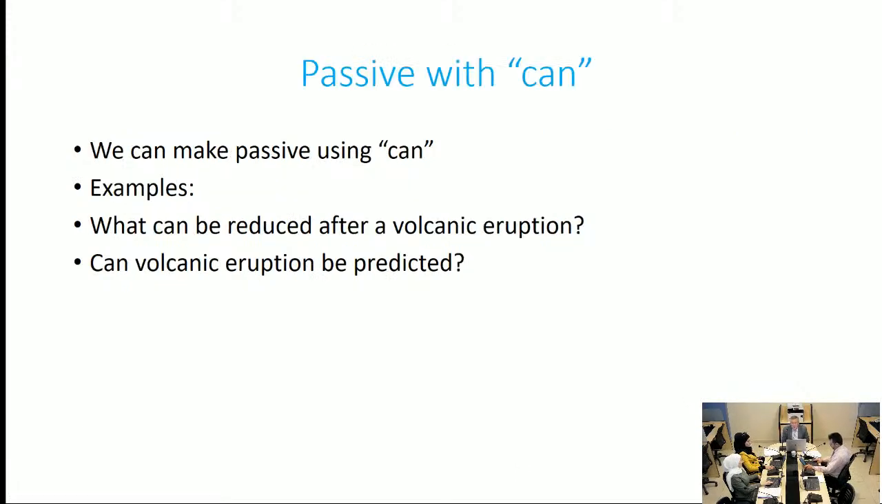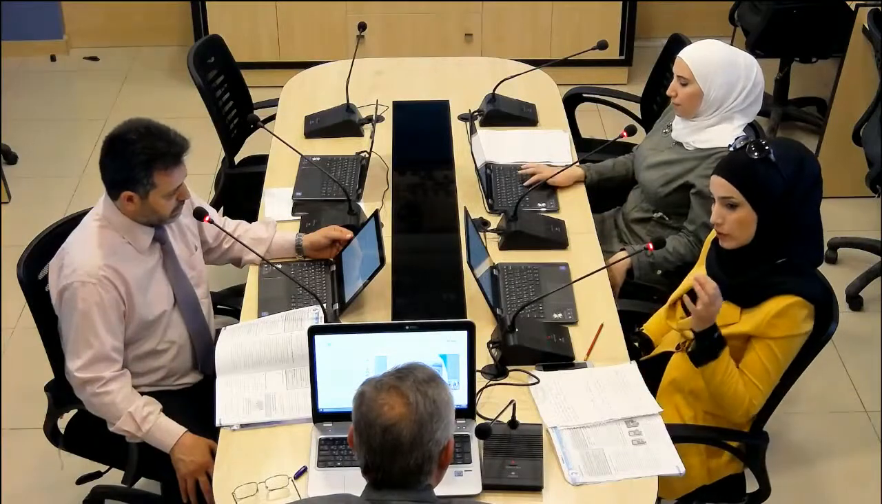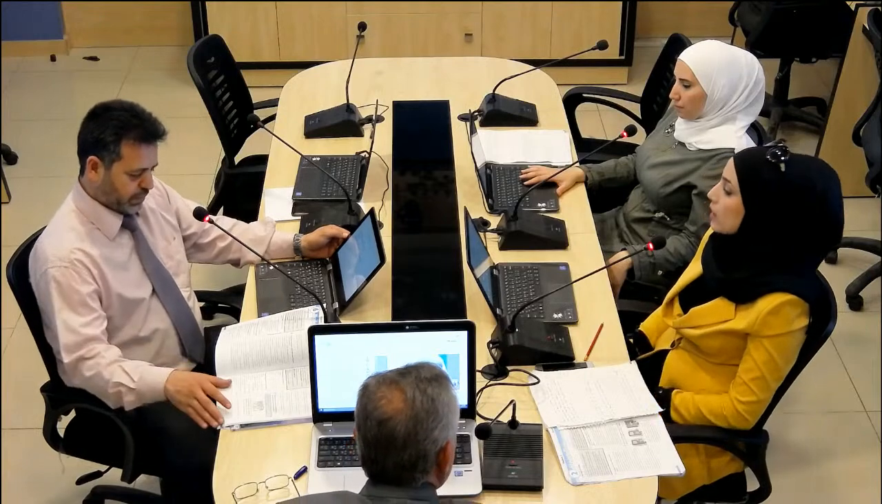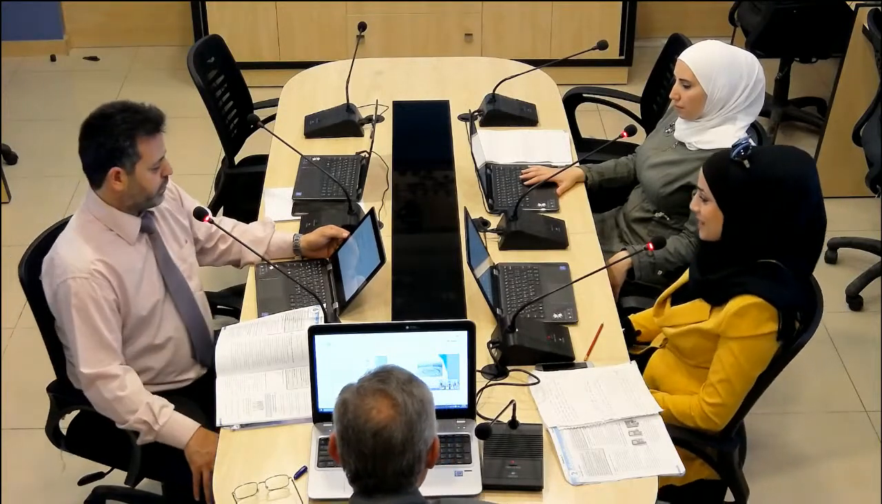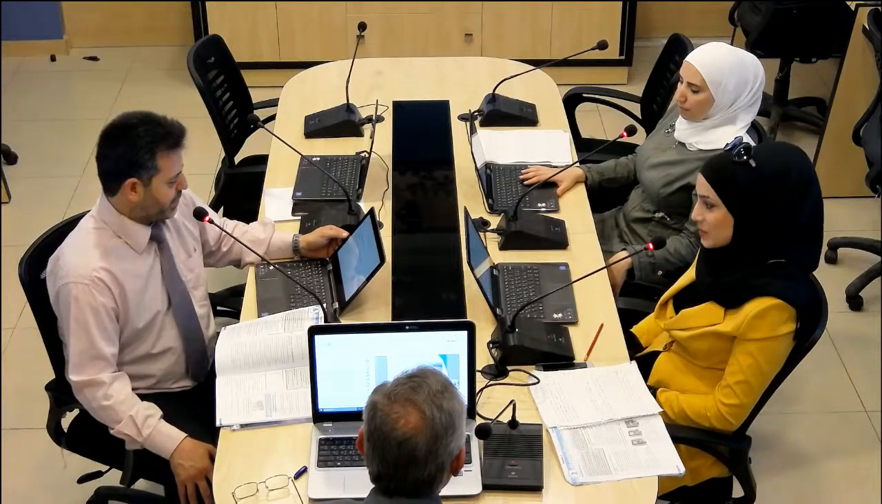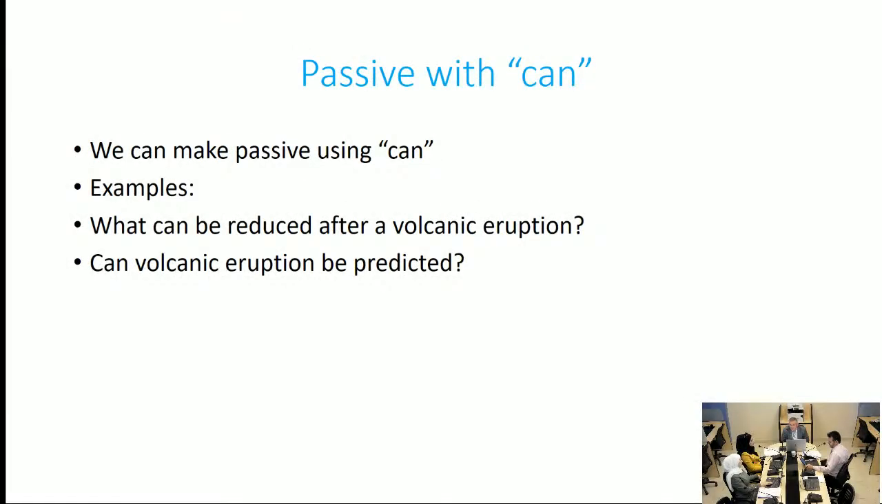Thank you. Next, Ms. Rasha: passive with can. As Mr. Abdul Karim said before, generally speaking, the passive with modal verbs has the following form: object plus the modal verb plus be plus verb 3. We can make passive using can. For example, what can be reduced after a volcanic eruption? Can a volcanic eruption be predicted? So after modals, we use be.